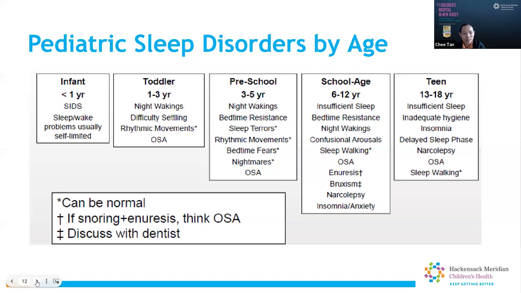Regarding sleep disorders, you may observe that different sleep disorders may present at different age groups. During infancy, the one that we get most worried about is sudden infant death syndrome. That's why I encourage safe sleep practices, like back to sleep for infants.